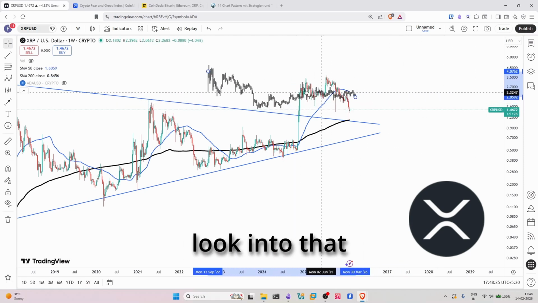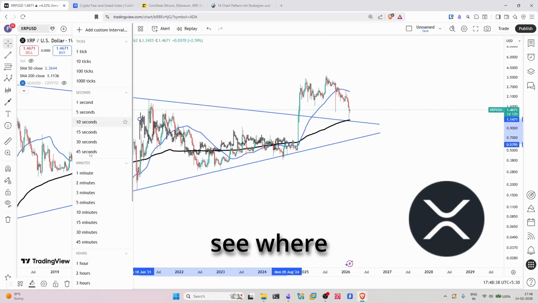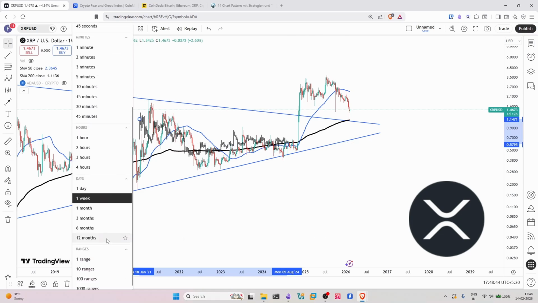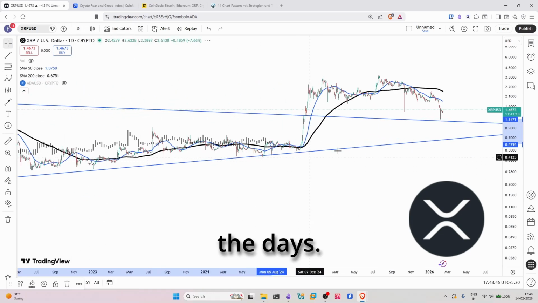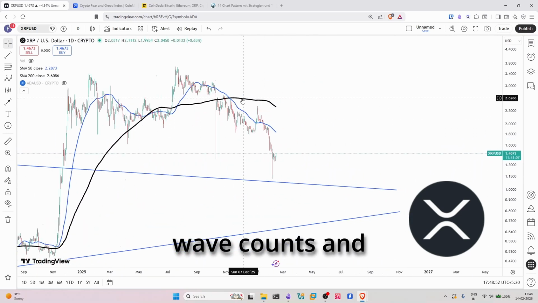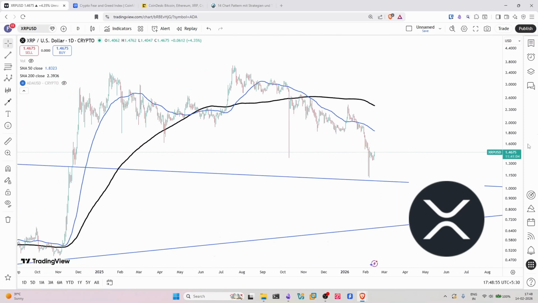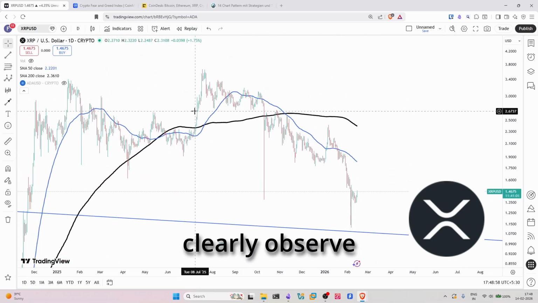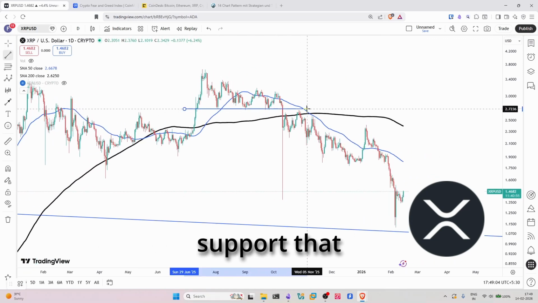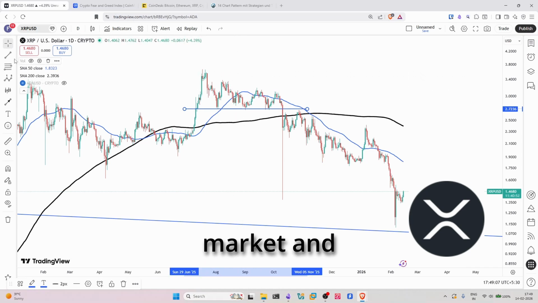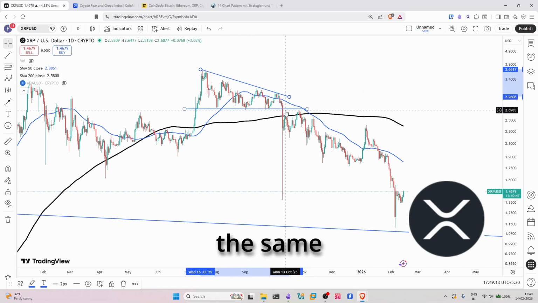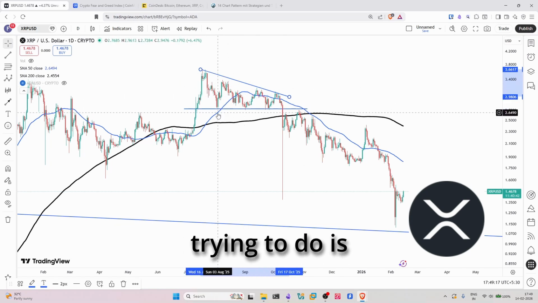But before we look into that, let's expand this chart and see where exactly the bottom of the XRP prices are. Let's reduce the clutter. I usually like to go with the wave counts and some other trading indicators that we can see. Here we can clearly observe that this is a unique resistance that has been created on top of the market, and there is a weakness in the market that can be seen with lower tops and the same bottom. So basically what it's trying to do is trying to break it.